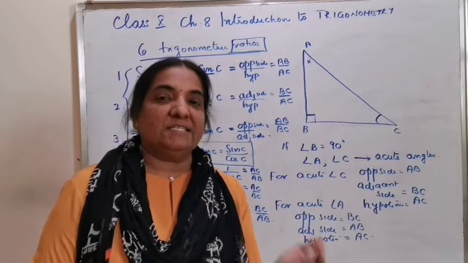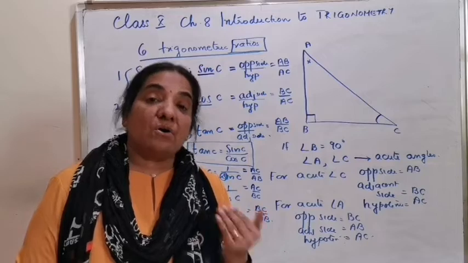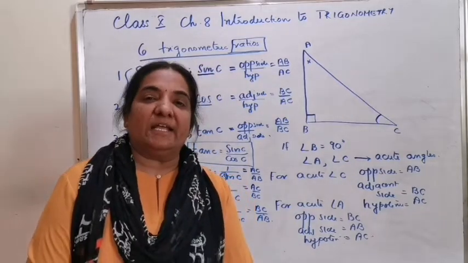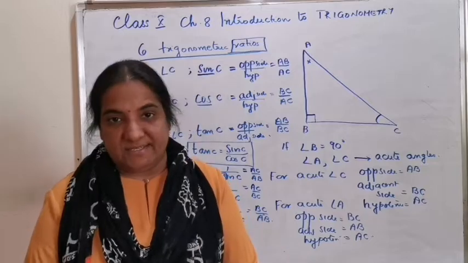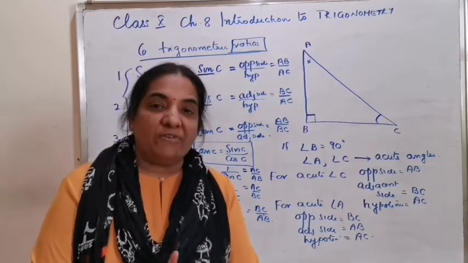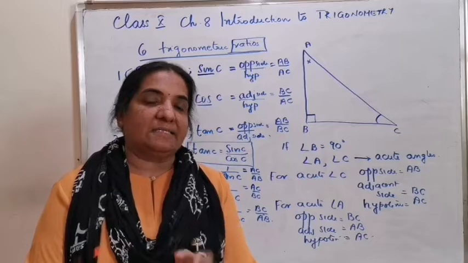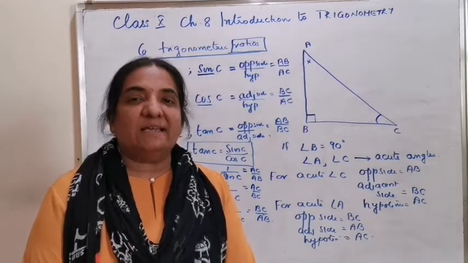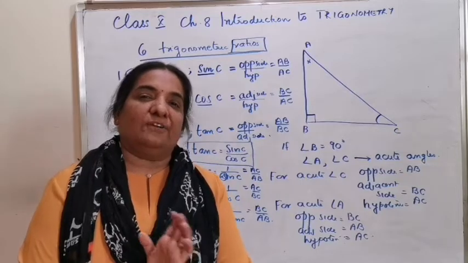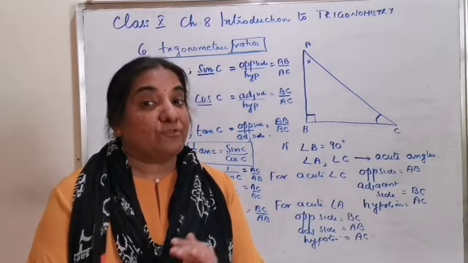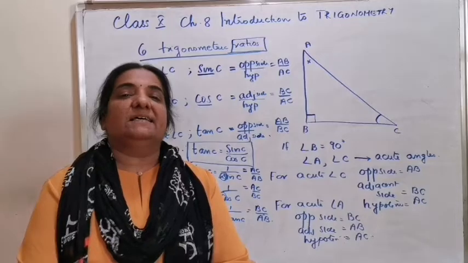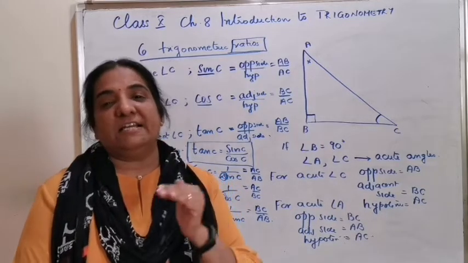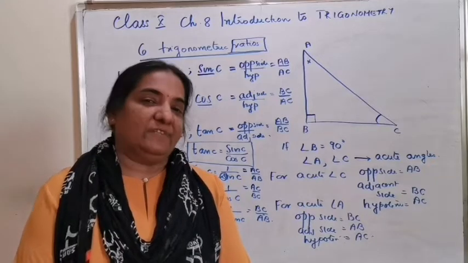Sine of an angle is opposite by hypotenuse. Cos of an angle is adjacent by hypotenuse. Tan of an angle is opposite by adjacent. And the angle should always be an acute angle. The reciprocal of sine is called cosec of an angle. The reciprocal of cos is sec of an angle. The reciprocal of tan of an angle is cot of that angle.